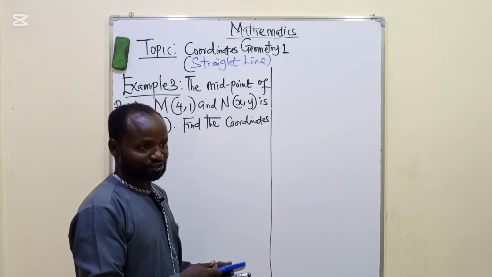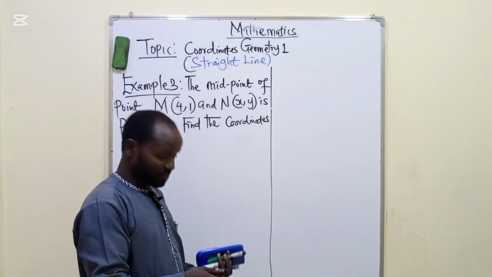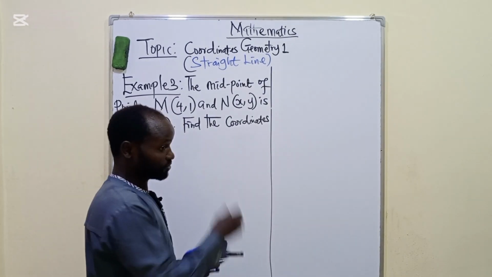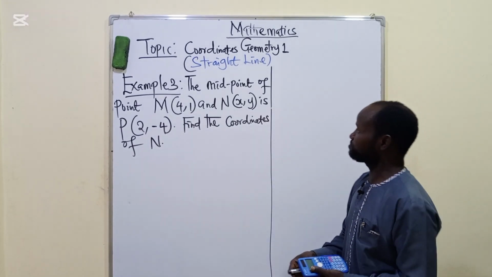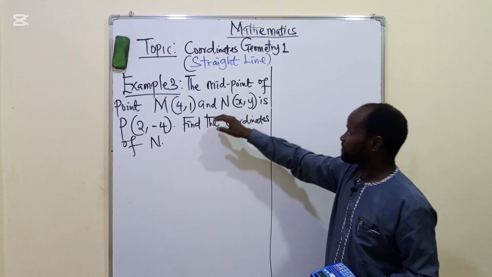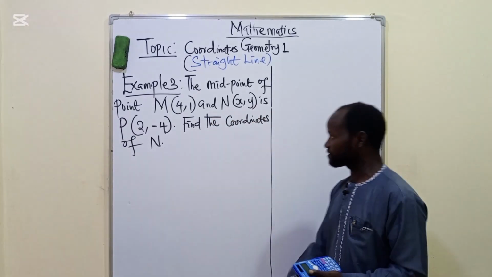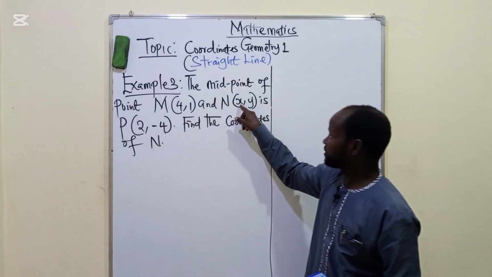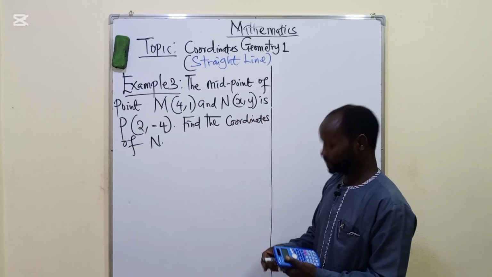In today's presentation, we'll continue with our coordinate geometry 1, that is straight line. With us here is question example 3. Let's look at how we can handle this. The question reads: the midpoint of the points M, that is (4, 1), and N (x, y), is given as (2, -4). We are asked to find the coordinate of N. What will be the value of x and y respectively? Let's look at how we can handle this.